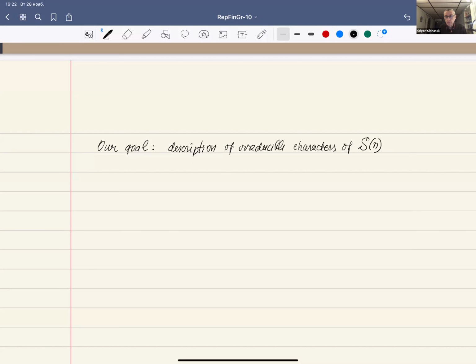So I need some notation. Assume that we have a collection of positive integers, and let M be their sum.